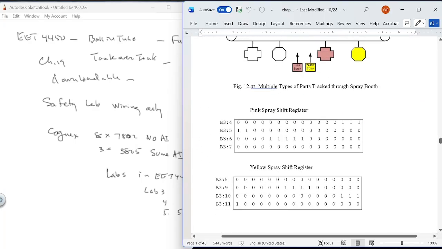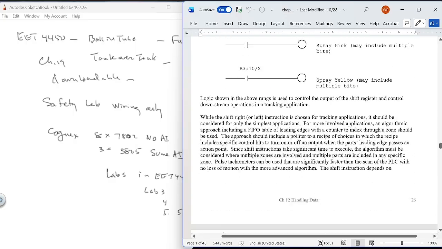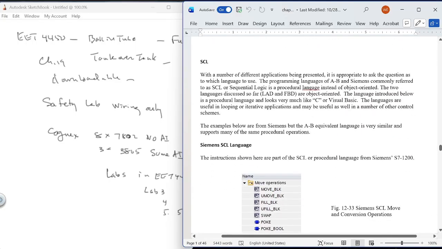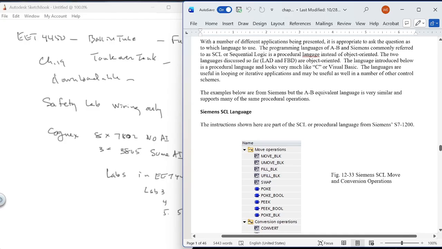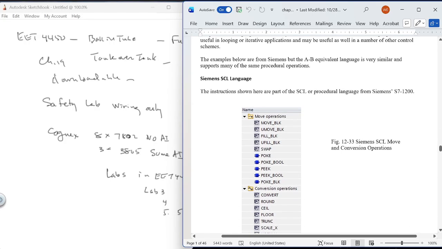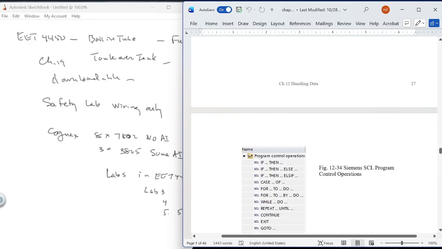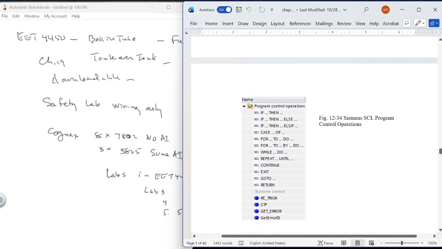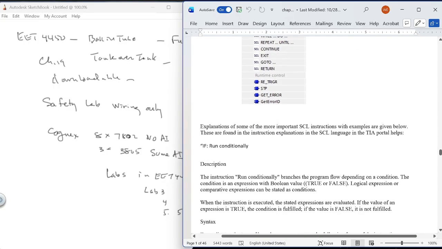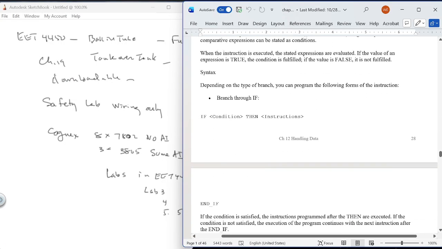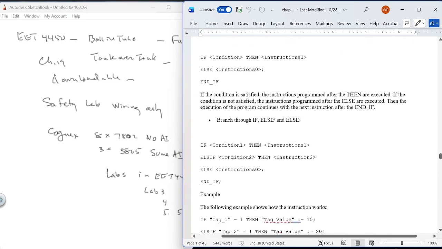And this one is down here, which now gets you into another language. This is a procedural language. It's the procedural language from Siemens and Allen Bradley, SCL. And what does it do? It's if then else statements. It's for next statements. And if you do that, you can do tracking very efficiently.